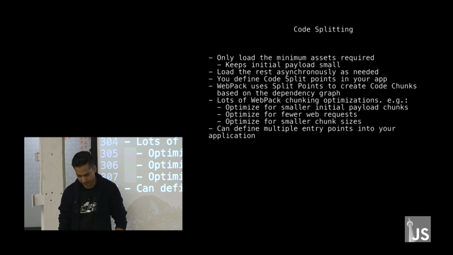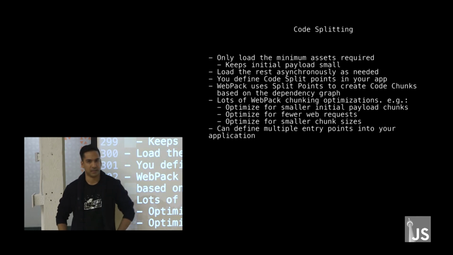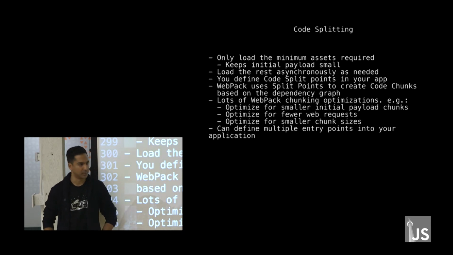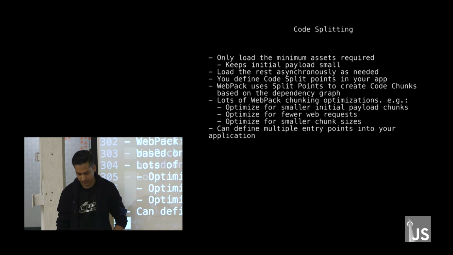Okay. Code splitting, all right. So we only want to load the minimum number of assets required. So that keeps the initial payload small. You can load the rest asynchronously, and you can define code split points in your app. So Webpack will use these split points in order to create chunk space in your dependency graph. And they have a lot of different optimizations if you want to optimize for smaller initial payload chunks or fewer web requests, so therefore larger chunks, or if you want to optimize for smaller chunk sizes.